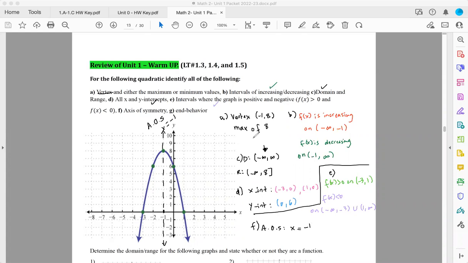So that's pretty much it. This is your axis of symmetry. Now, if you have a graph that goes like this, and you know that this is the vertex, there's really no axis of symmetry, because the left-hand side and the right-hand side are not a match. Just be careful with that.